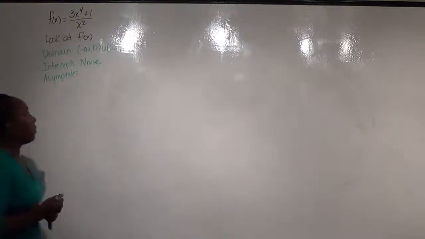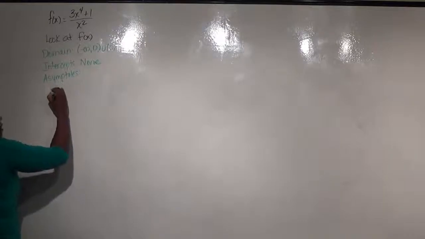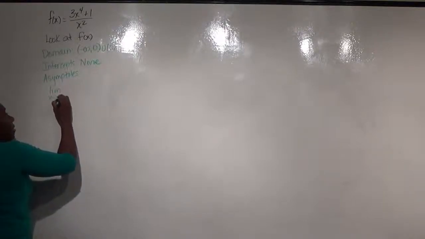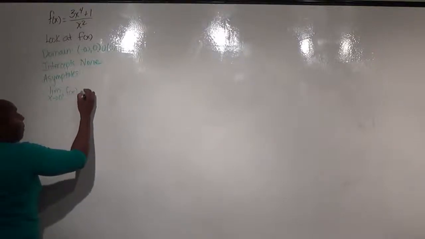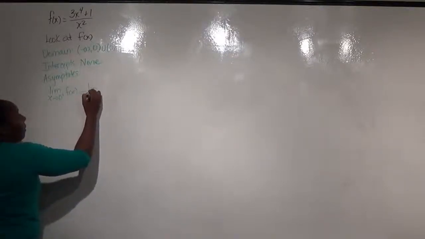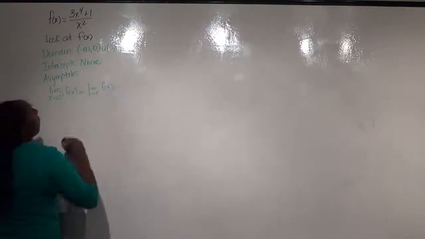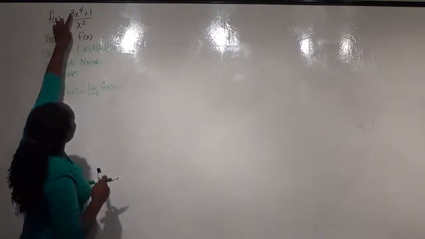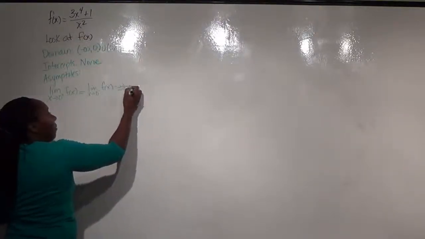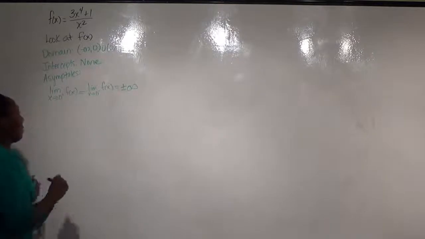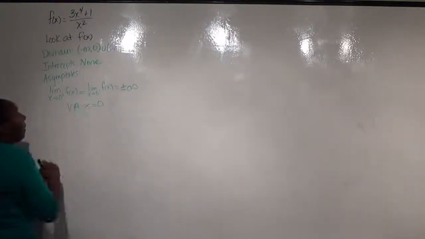For the asymptotes, because 0 was problematic, the first thing we should note is the limit as x goes to 0 from the right or from the left. These values, as x goes to 0, the top doesn't, but the bottom does. So these are going to go to some infinite value. Okay, this tells me that there's a vertical asymptote at x equals 0.